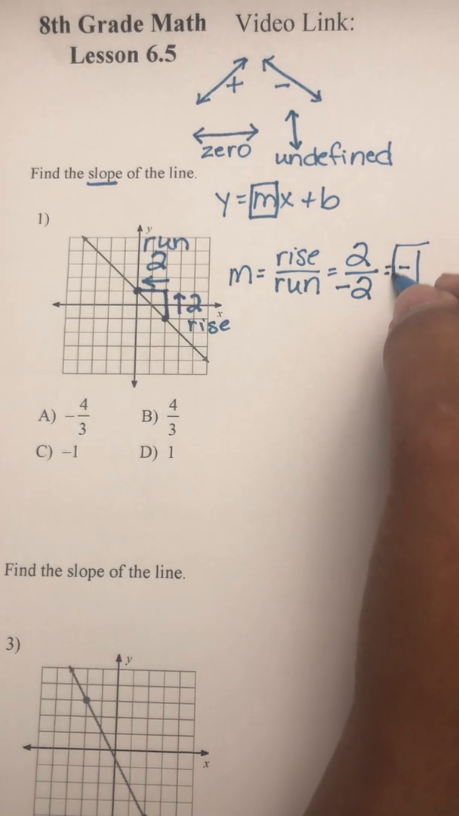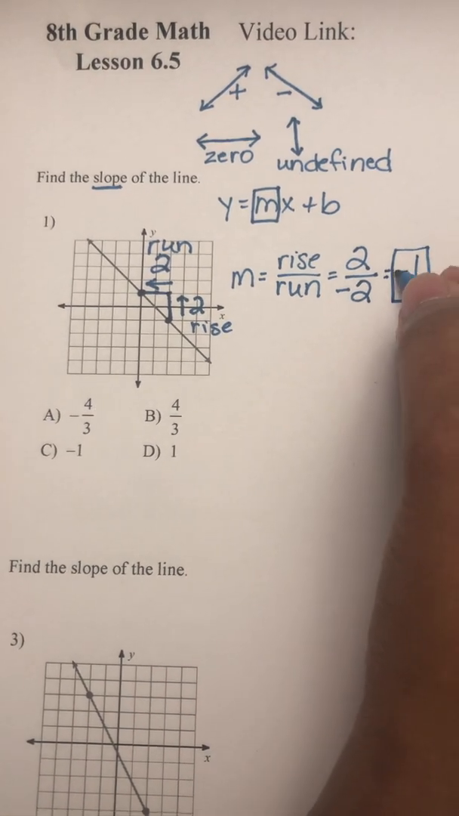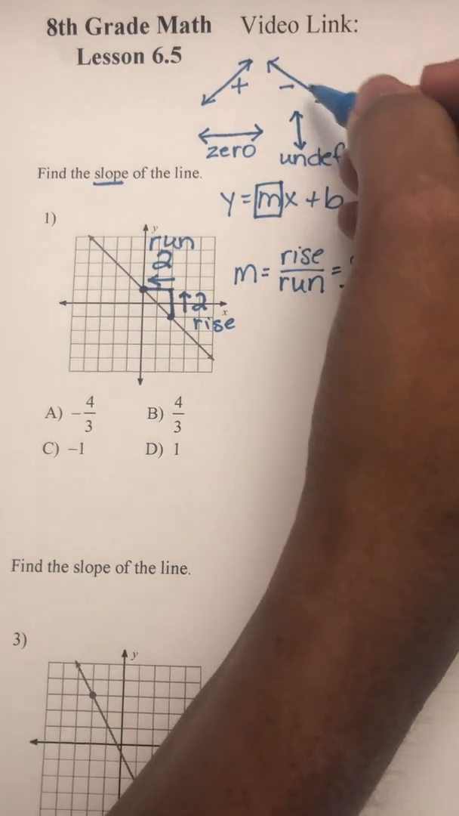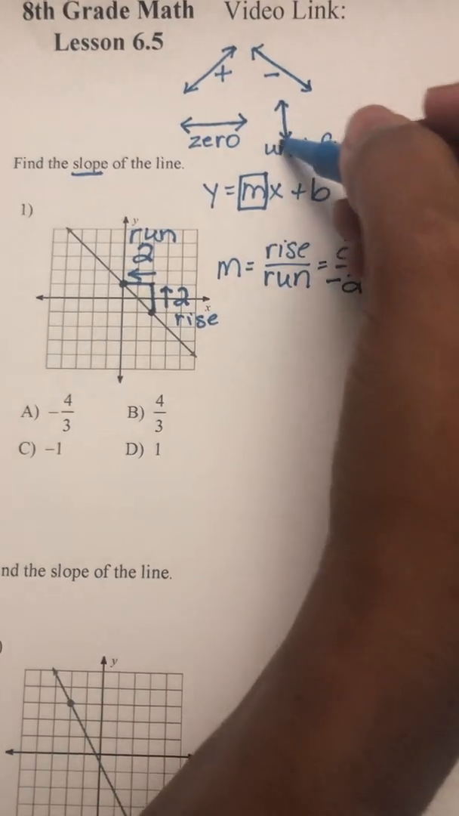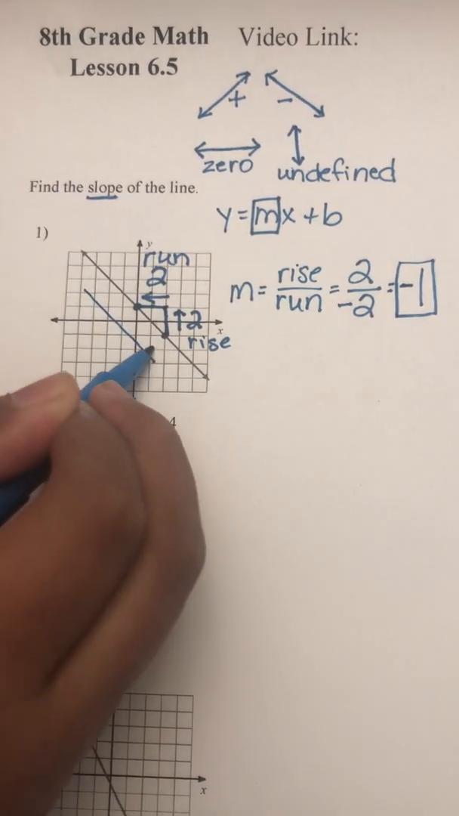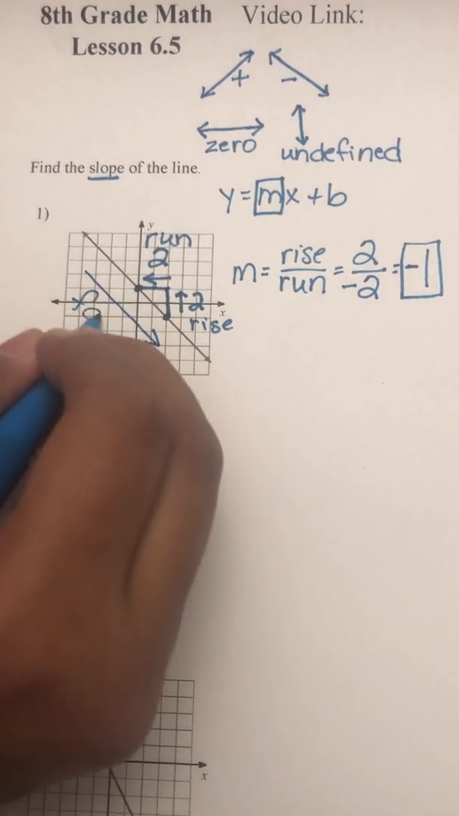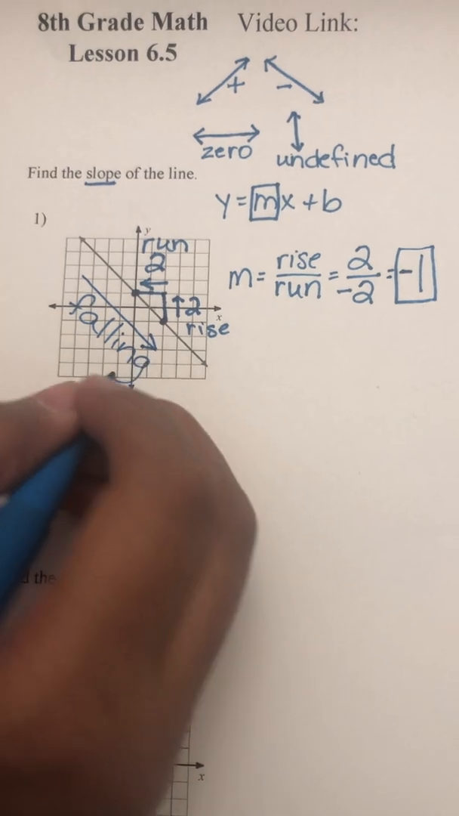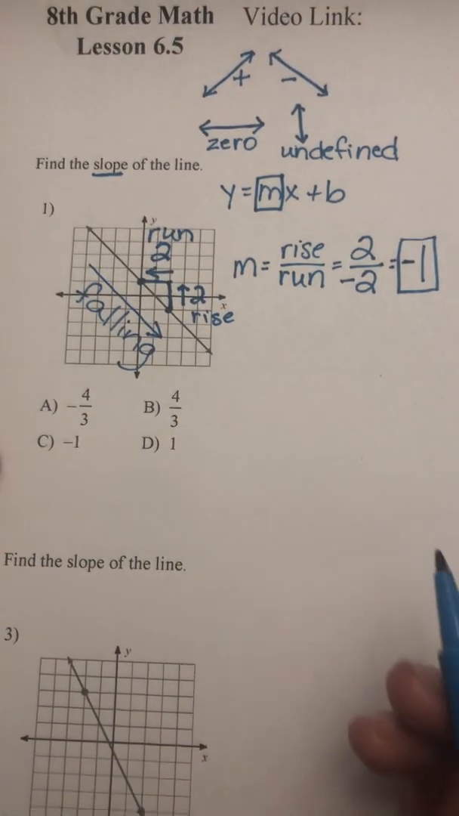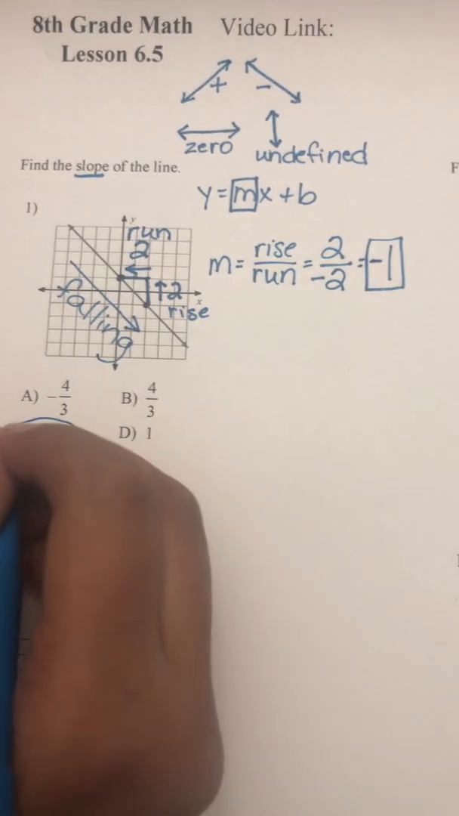Now, this is an important step, this negative symbol, because I have to match the type of slope that I see here. It has to be one of these 4. Because my line is falling from left to right, I know that this is a negative slope. And so therefore, my answer is C.